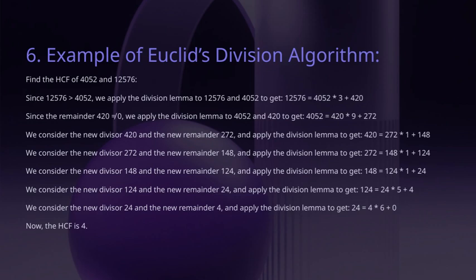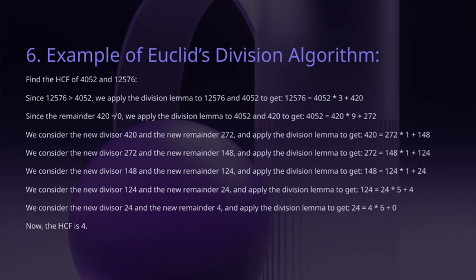Then, we consider 148 as the new divisor and 124 as the remainder, which gives us 148 equals 124 times 1 plus 24. Similarly, for 272 and 148, we find 272 equals 148 times 1 plus 124. Next, with 420 and 272, the division lemma tells us 420 equals 272 times 1 plus 148.